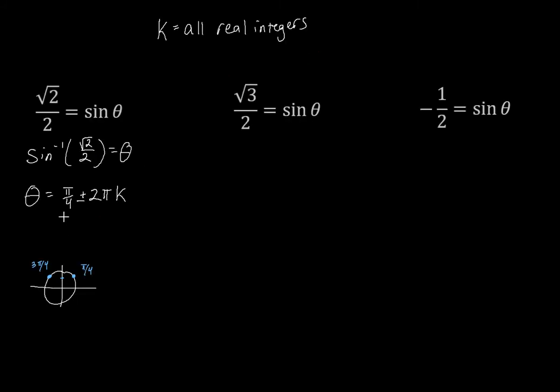So that works for pi over 4. That'll give me pi over 4. It'll also give me the 9 pi over 4 and the 17 pi over 4 and so on and so forth. Let's do the same thing for the 3 pi over 4. You can always add or subtract a full circle or as many of those as you want. So plus or minus 2 pi k is kind of the idea here.